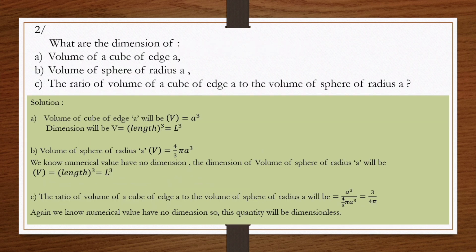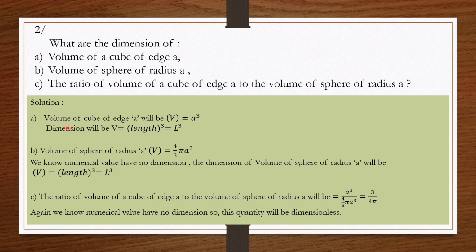Then here is our second question: what are the dimensions of the volume of a cube of side A and the volume of a sphere of radius A? And the third question is: the ratio of the volume of a cube of side A to the volume of a sphere of radius A. And here is our solution.